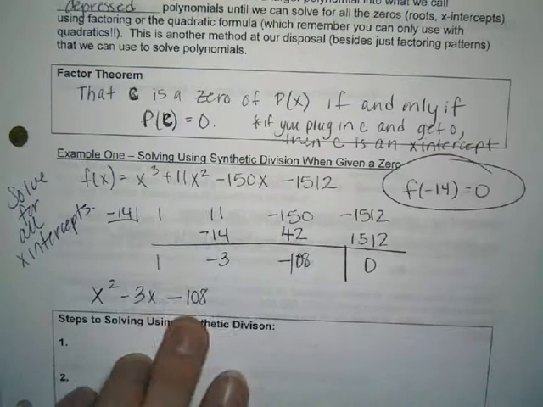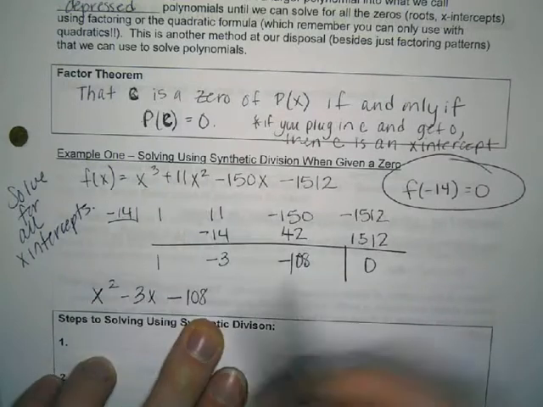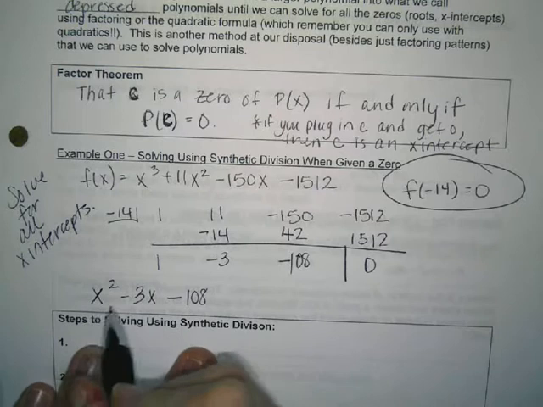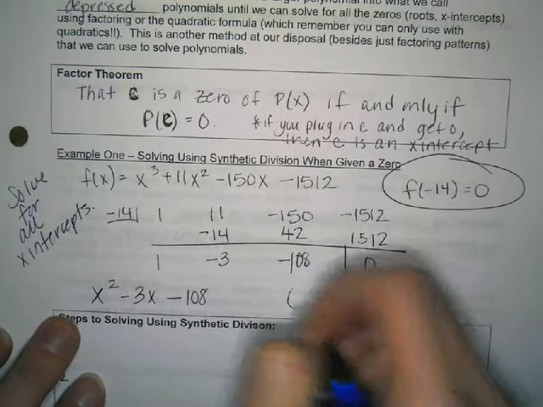But then to find my other 2, because I have 3, because this is a cubic, I'm either going to use the quadratic formula to solve this, or I'm going to see if I can factor. Let's see if we can factor. Are there 2 numbers that multiply to get 108 and add to get 3? Let's see here. Yeah, 12 and 9 actually. So this one we can factor.